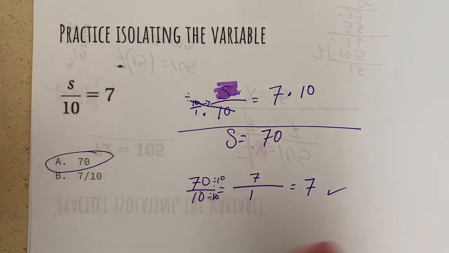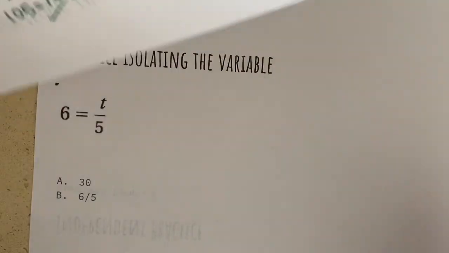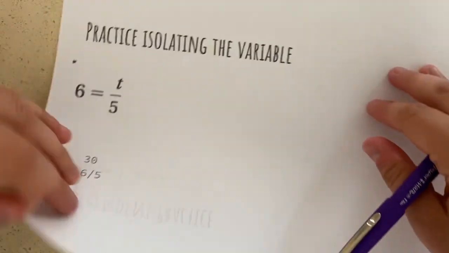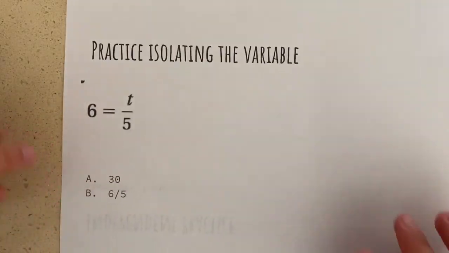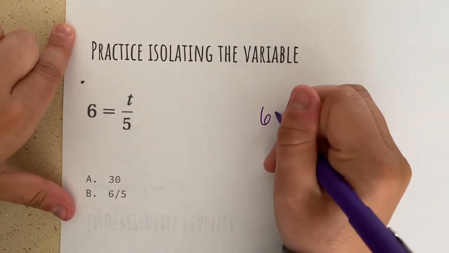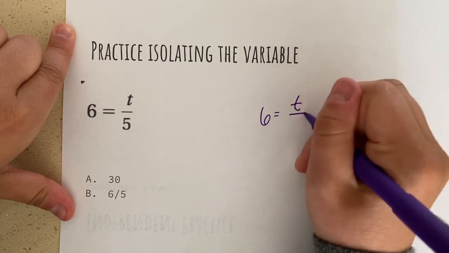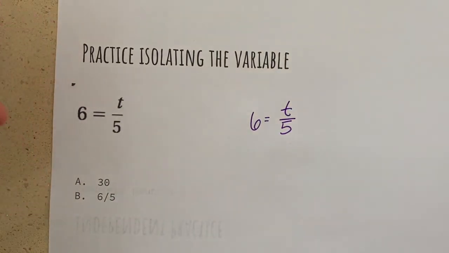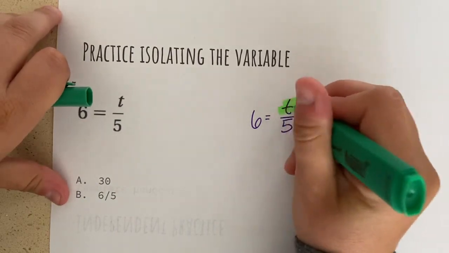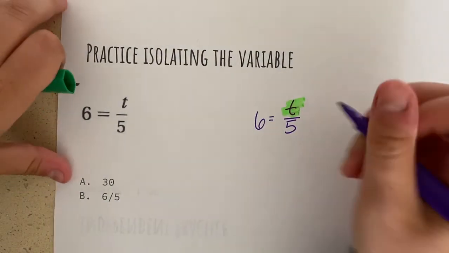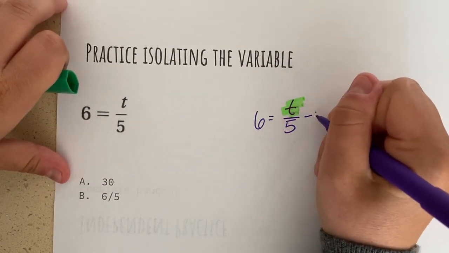All right, moving on. Here is our second to last one. So write this one in your notebook. 6 equals t over 5. Again, we want to isolate that variable. The variable is this t. So again, we know that this means division.